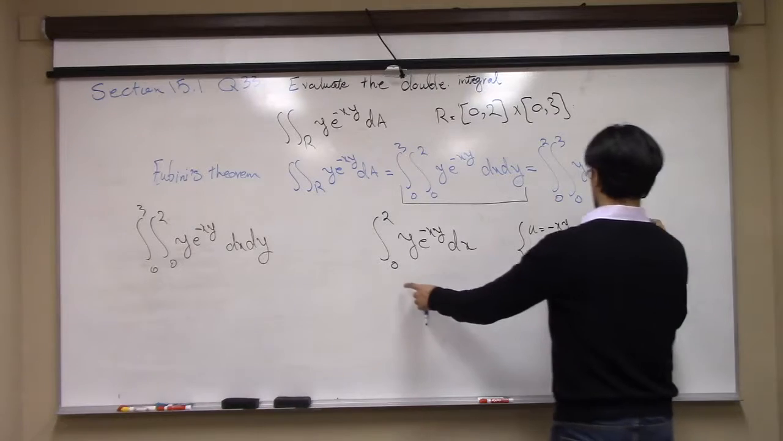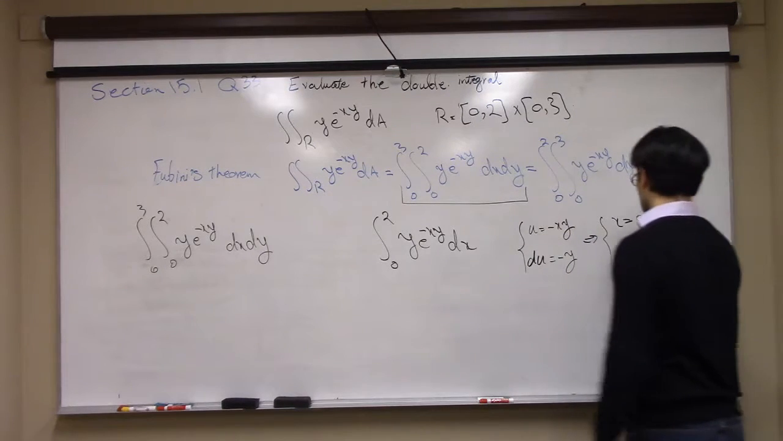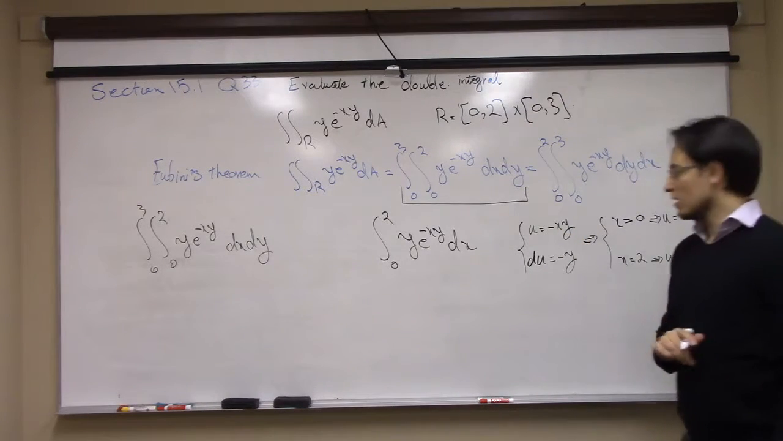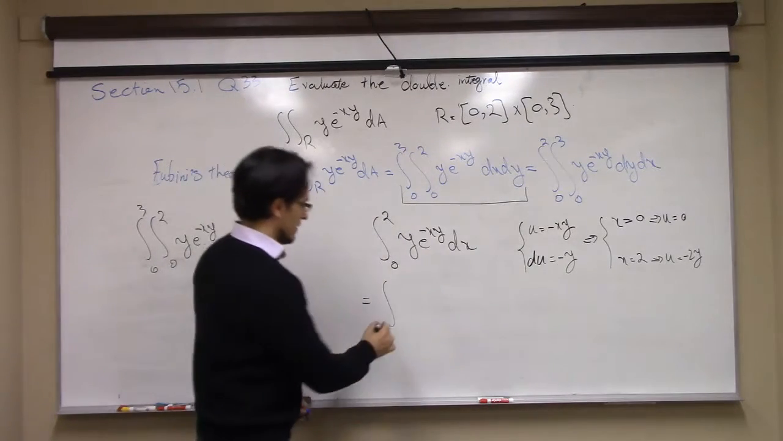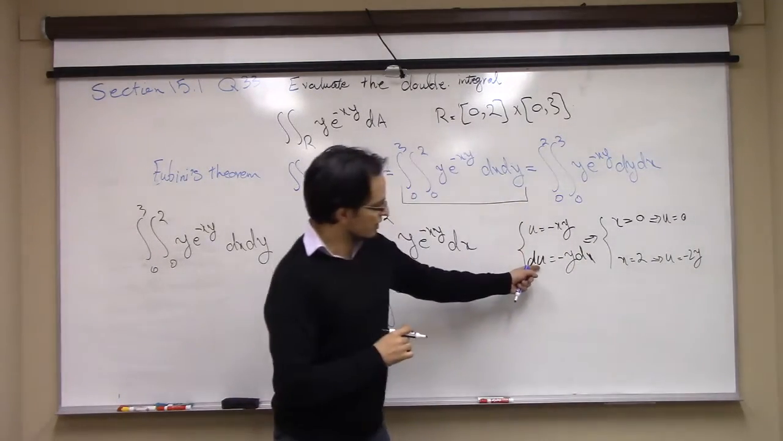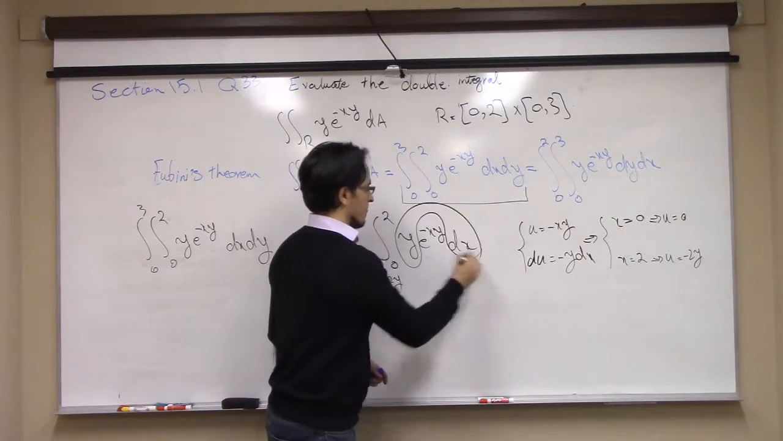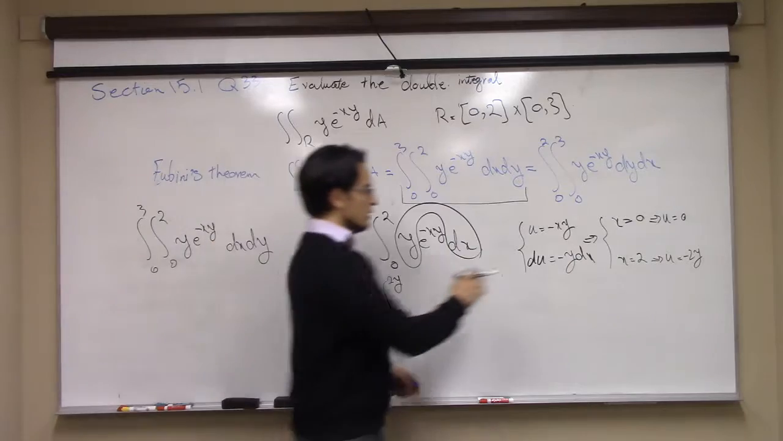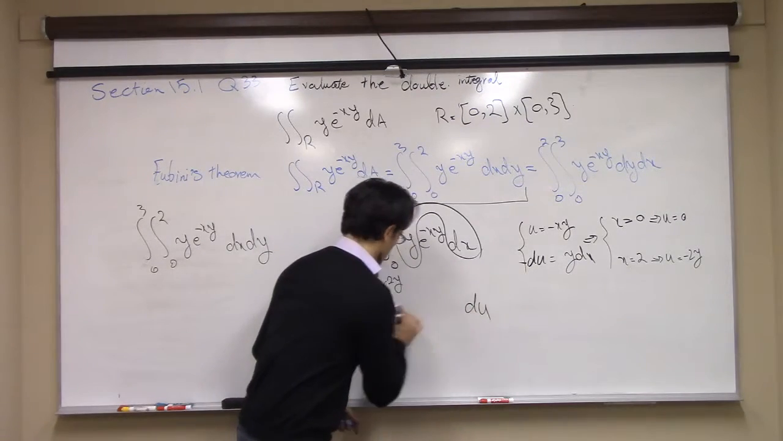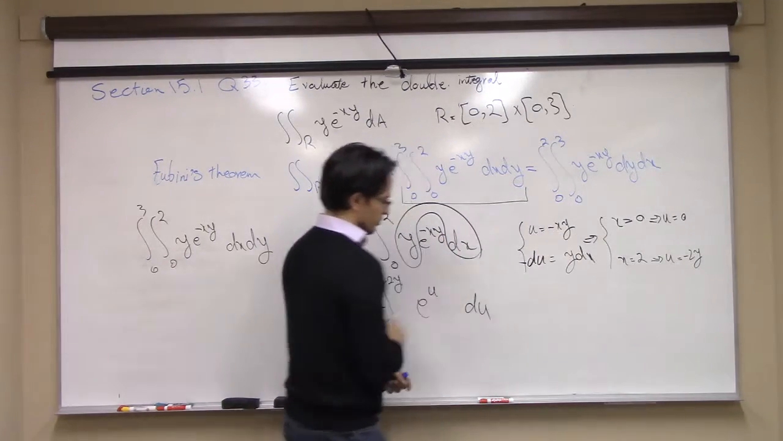If x is equal to 0, then u is going to be 0. You just multiply, you get 0. If x is 2, then you get minus 2y. So my new integral is going to be from 0 to minus 2y. When you integrate with respect to x, I get minus y dx. So y dx together gives me du with a negative sign. Then e to the power, the whole thing here, is equal to u.